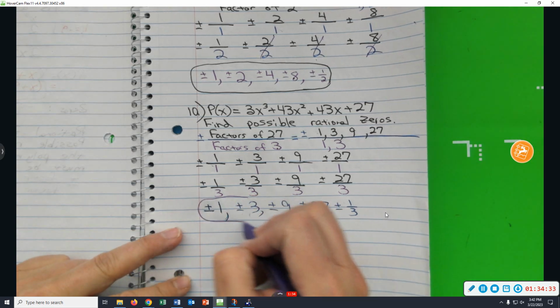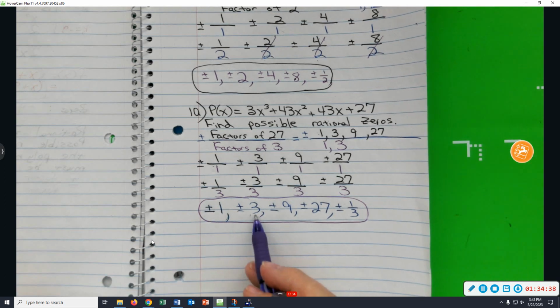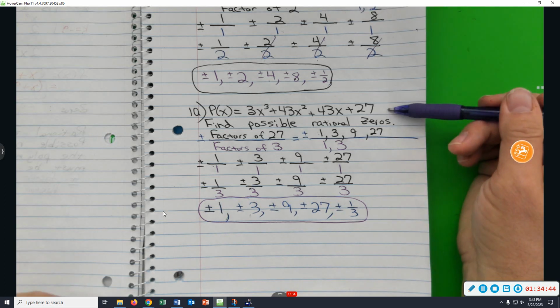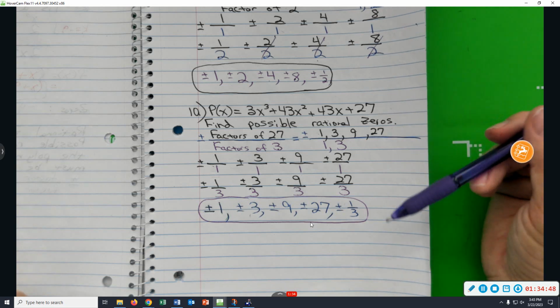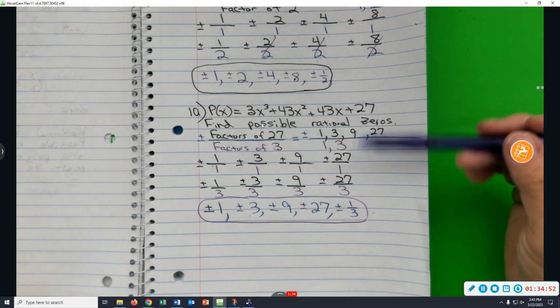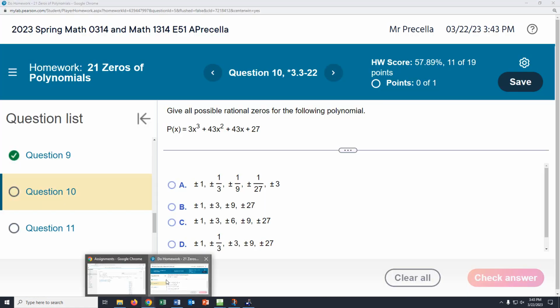27 divided by 3 is 9. Okay. So out of infinitely many numbers, these are the 10 numbers that could possibly make that function equal 0. How many of these, at most, could equal 0? Three. No more than 3 of them could actually make that function equal 0.